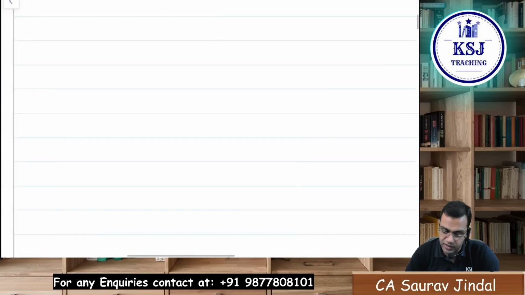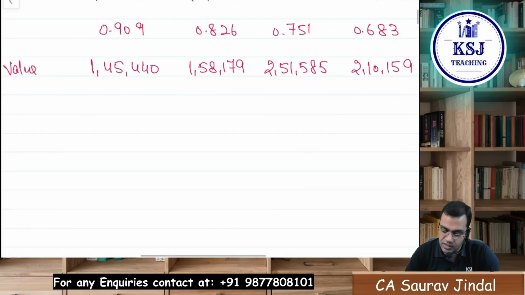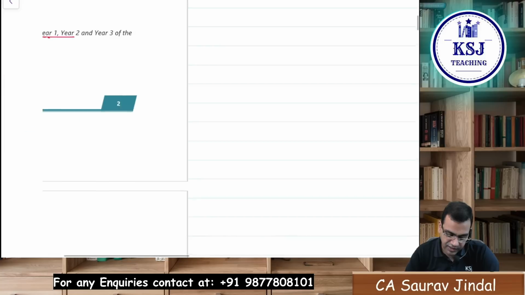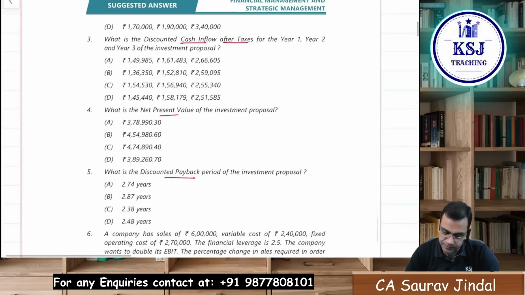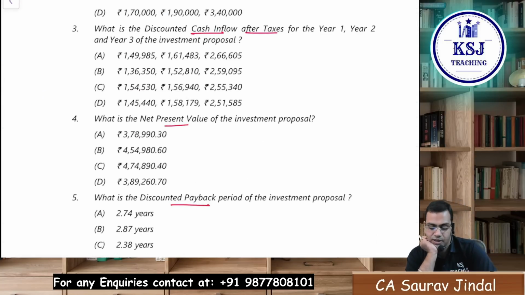What is there for 1, 2 and 3? Discounted cash flows: 1,45,440, 158,179 and 251,585. Let's see if we have the values here. Which option do you think is correct? Obviously, sir, option D. There is no other option. Option D is the correct one.